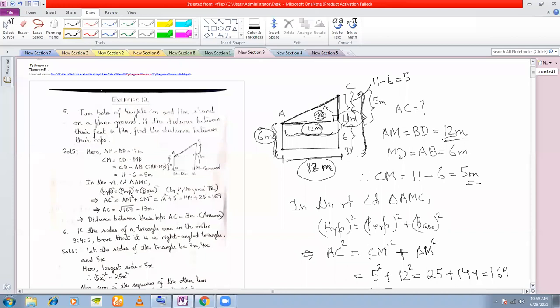So now consider this right angle triangle here. In this right angle triangle, which one is the hypotenuse? This is the hypotenuse, right? This is the perpendicular, this is the base. You need to find out the length of the hypotenuse, right? Do you know the length of the perpendicular? Yes. You know this to be 5. Do you know the length of this base? You know this to be 12. And that is by Pythagoras theorem you can find. Now is it clear?